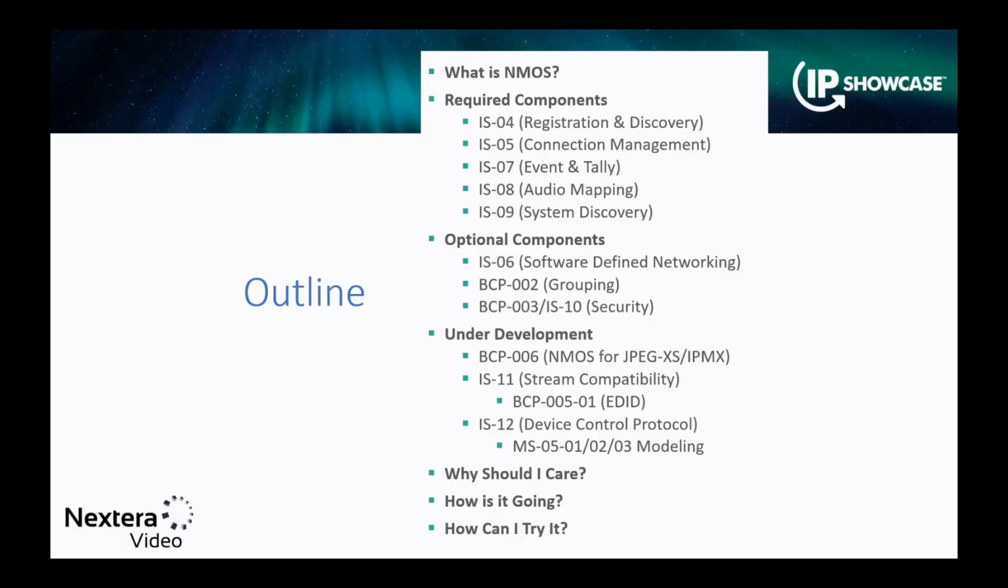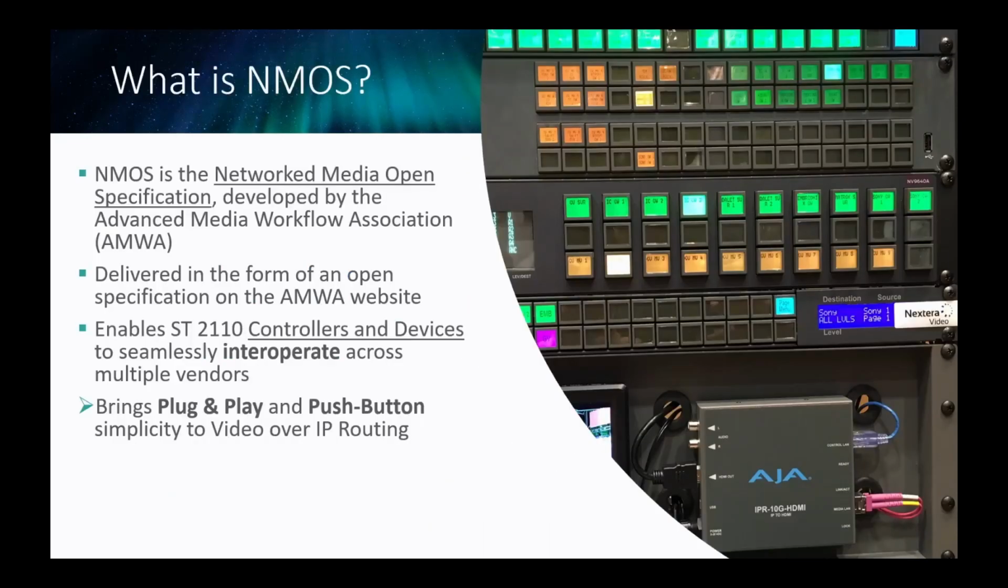Here's the outline. We're going to start with what is NMOS, what are the required pieces, what are some of the optional pieces that some people might want to add to their products or systems, what are the new things that are under development that we're meeting weekly to discuss in the activity groups, and why do I care about all this, and is it going okay, and finally, how can I try it myself? So let's jump right into it.